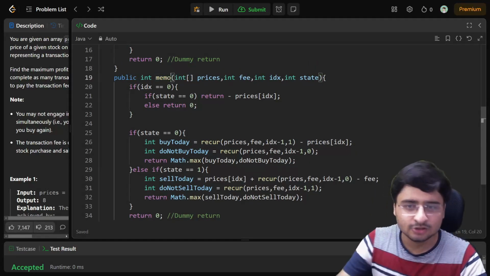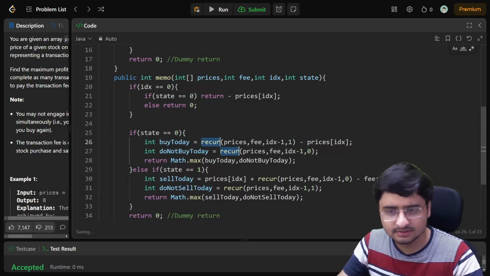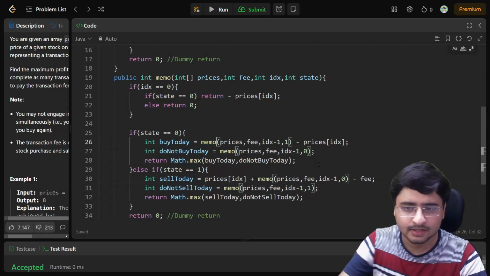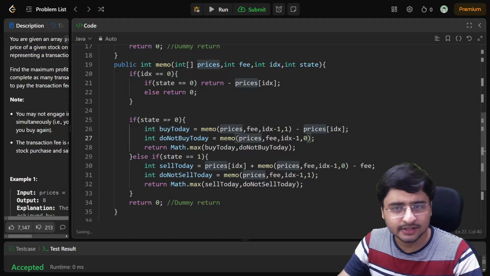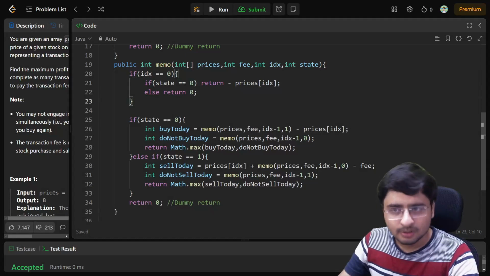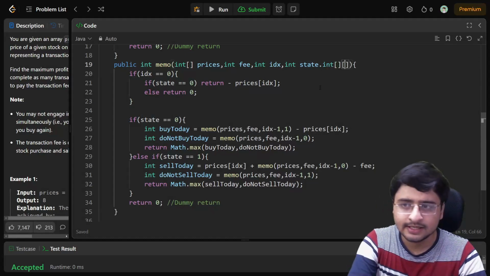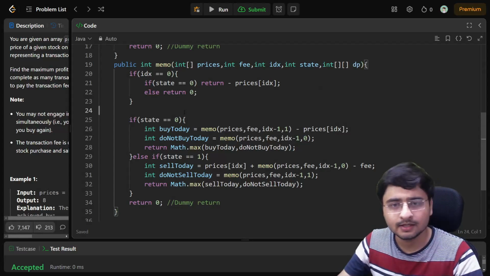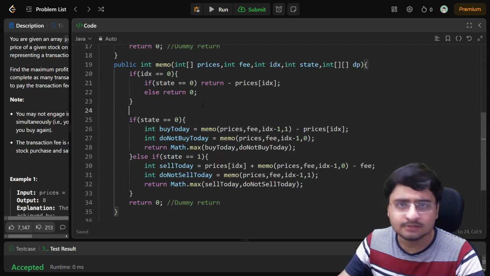I'll just rename the function to memo. Wherever recur is written, I'm just going to rename it to memo. Correct. This is the new function which I've created. This is the memoization approach we are discussing. Here we are going to pass one more thing, which is the integer array, the DP array. So remember and recall the strategy, right?